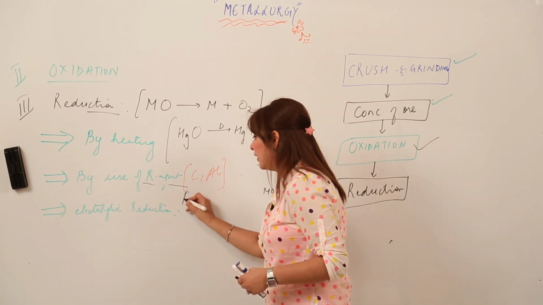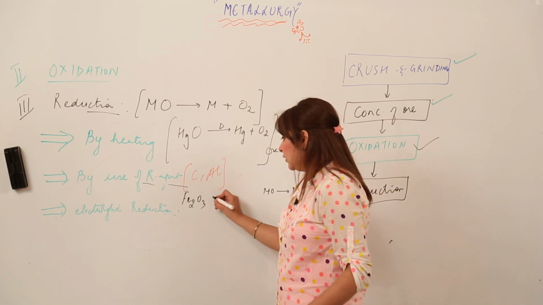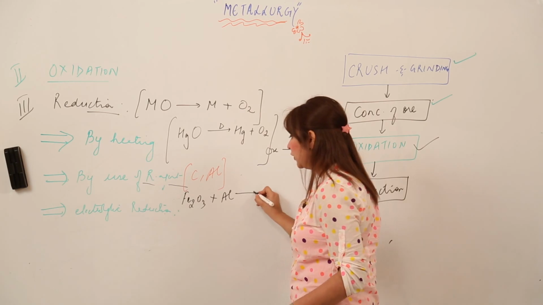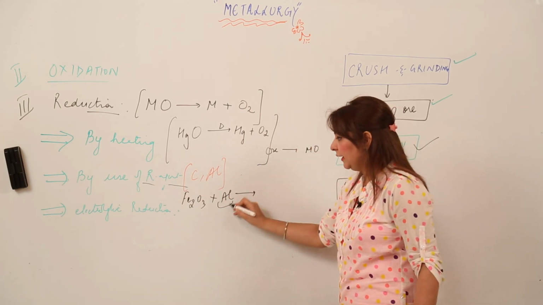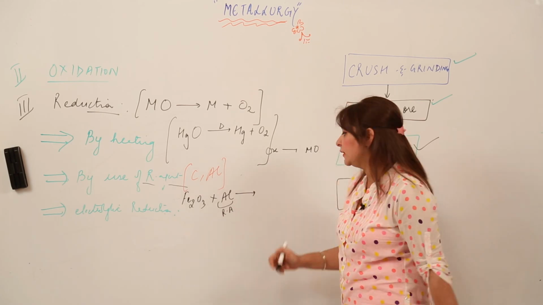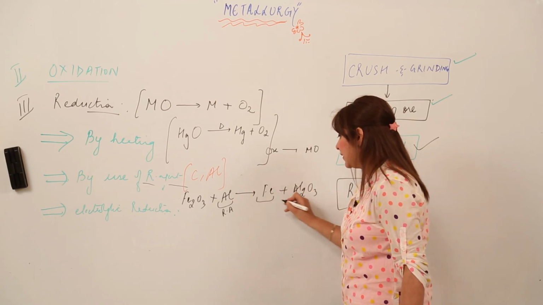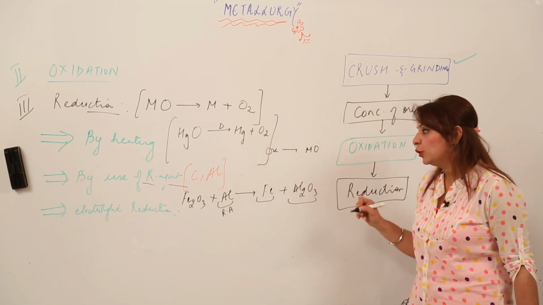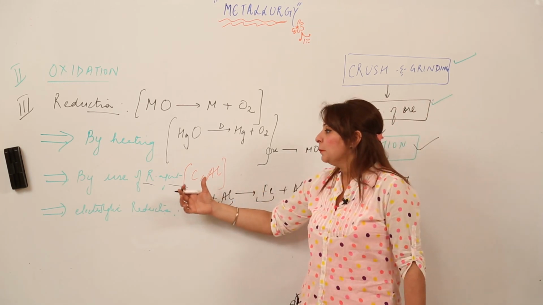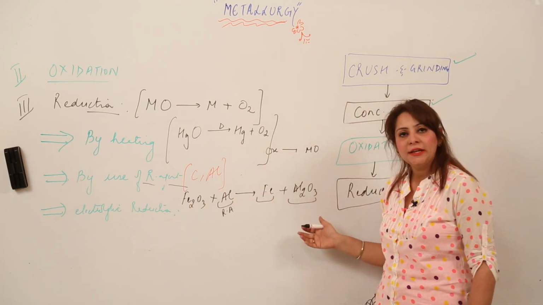So here we have iron oxide, because we need to have an oxide. What we'll do is combine it with aluminium. Aluminium will act as a reducing agent. It will reduce iron and itself gets oxidized. So here we see that it forms iron and aluminium gets oxidized to Al2O3. So this is the second process, by which we can use the reducing agent and reduce the metal oxide.